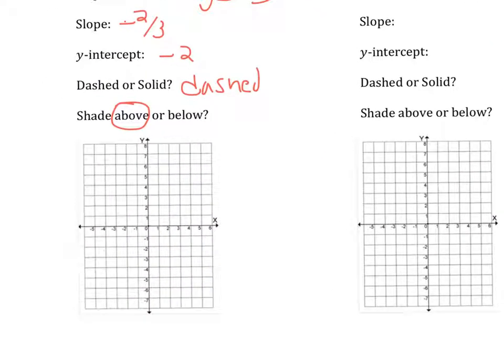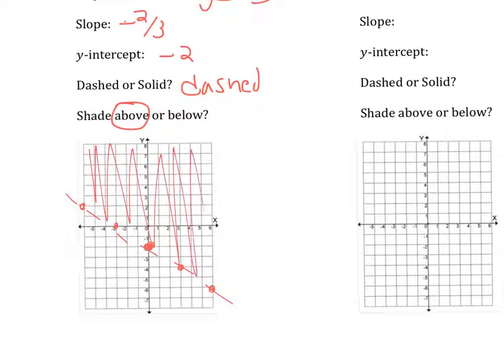All right, so let's start at our y-intercept at negative 2. And our slope is negative 2/3. That tells us to go down 2, right 3. I'm going to do that a couple of times. I could also go up 2, left 3. Refer to the video from the last section to help you understand why we go down and right and up and left for a negative slope. It's a dashed line, so I'm going to connect my points using a dashed line. And then we shade above.